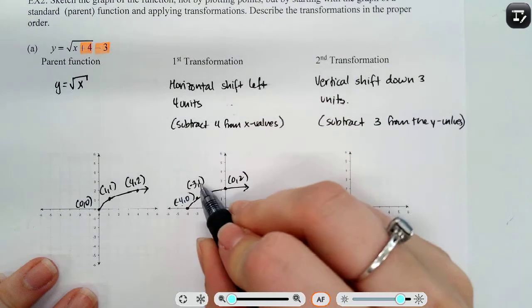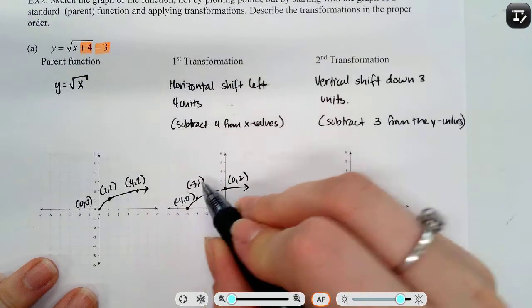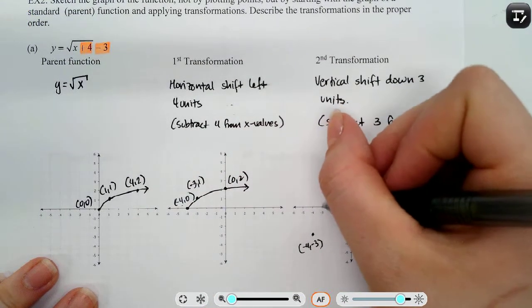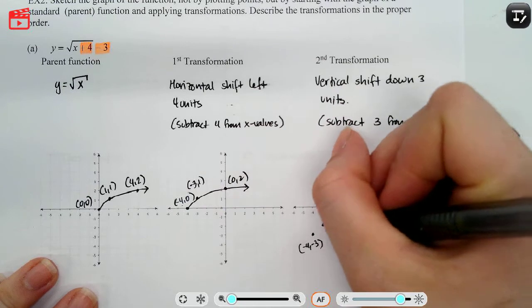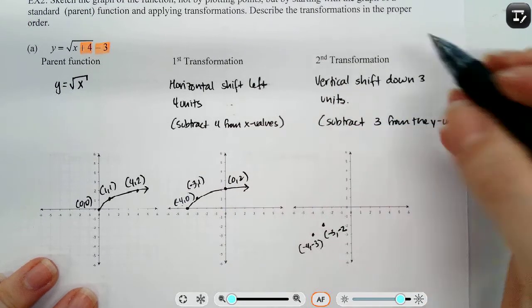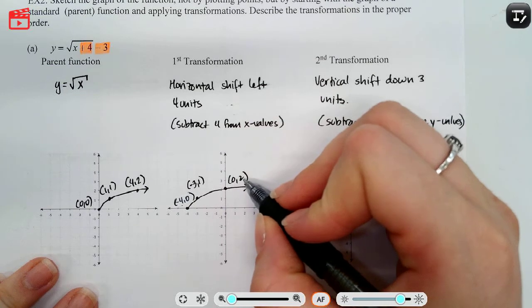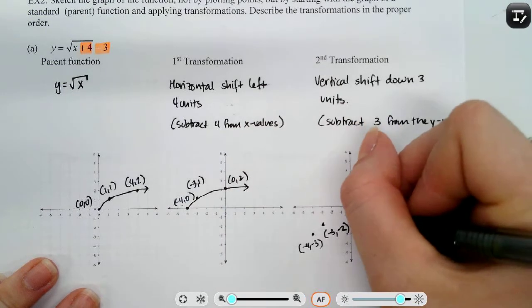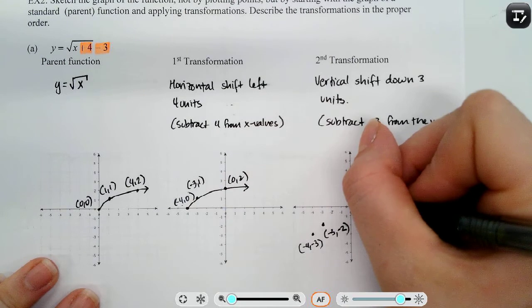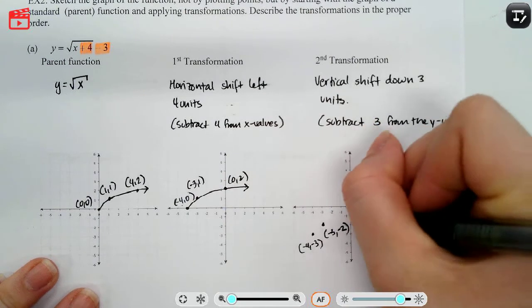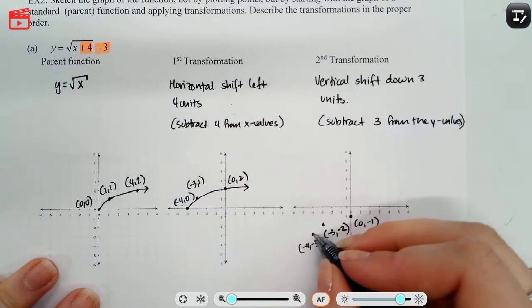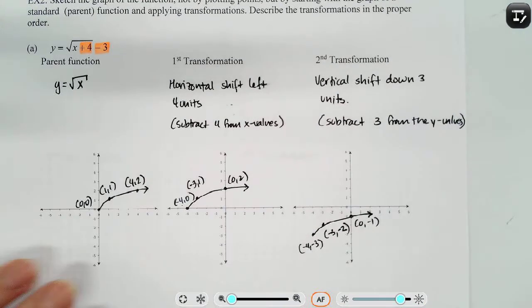Okay, that's our y value right there. Subtract 3 from 1, that's going to be negative 2. So we have negative 3, negative 2. Lastly, subtracting 3 from 2, that's going to be negative 1. So 0, negative 1. And there we go with our last one.